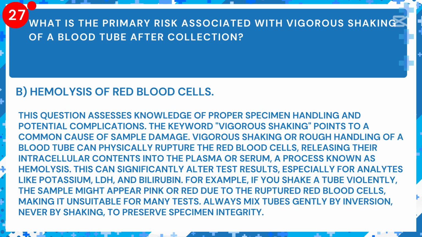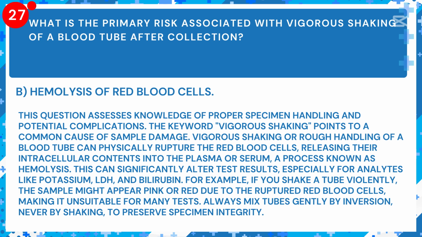Answer: B. Hemolysis of red blood cells. Explanation: this question assesses knowledge of proper specimen handling and potential complications. The keyword vigorous shaking points to a common cause of sample damage. Vigorous shaking or rough handling of a blood tube can physically rupture the red blood cells, releasing their intracellular contents into the plasma or serum, a process known as hemolysis. This can significantly alter test results, especially for analytes like potassium, LDH, and bilirubin.